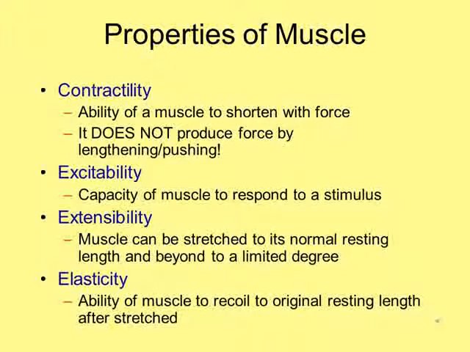The fourth property is elasticity. Elasticity is the ability of a muscle to recoil to its original resting length after being stretched. For example, you have seen a spring: if you stretch it widely and let go, it comes back to its normal position. So once a muscle is stretched, the stretching is not permanent. Once the force for the stretching of the muscle is released, the same muscle regains or recoils back into its original resting length. So this property is called elasticity.